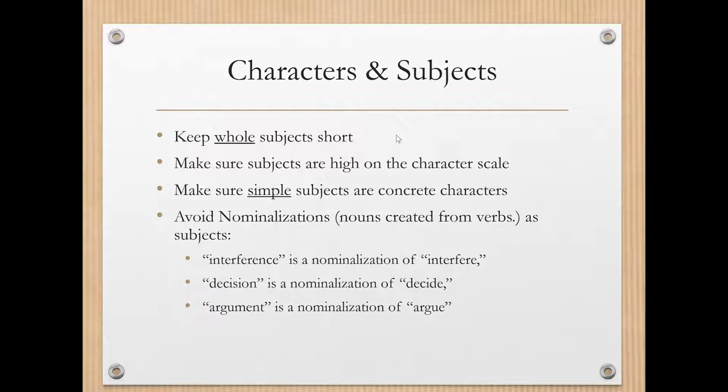We also want to avoid putting nominalizations into the subject position of our sentences. So a nominalization is a noun that's created from a verb. It may also be created from an adjective, but importantly here we're going to think about nominalizations as being created from verbs as those subjects. So some examples would be, well, interference is a noun. It could be used in the subject position of the sentence, but it's actually a nominalization of the verb to interfere.